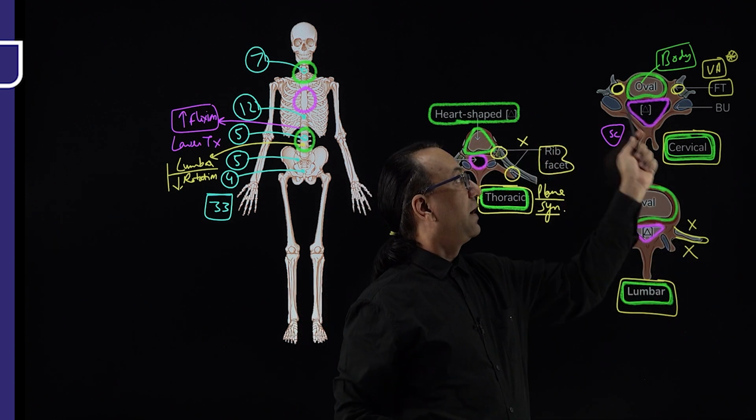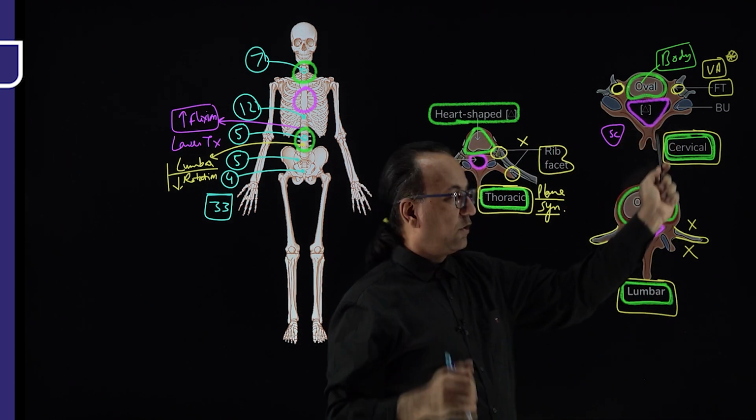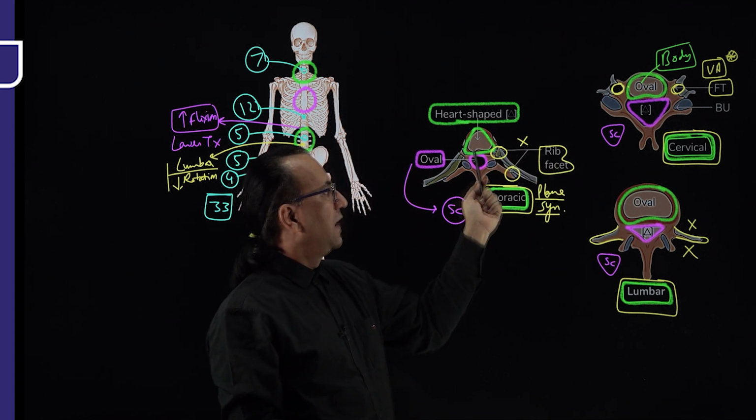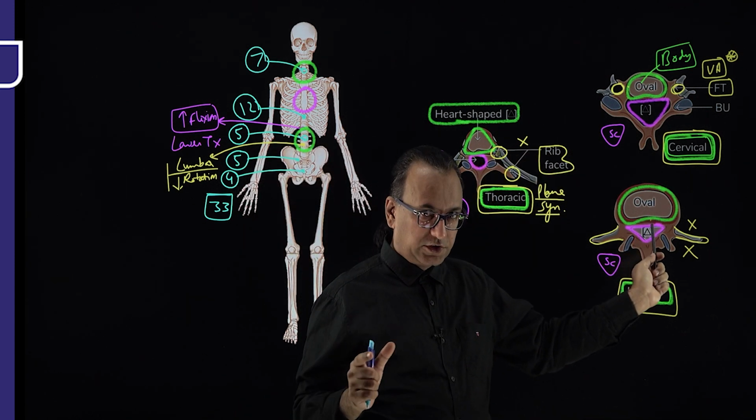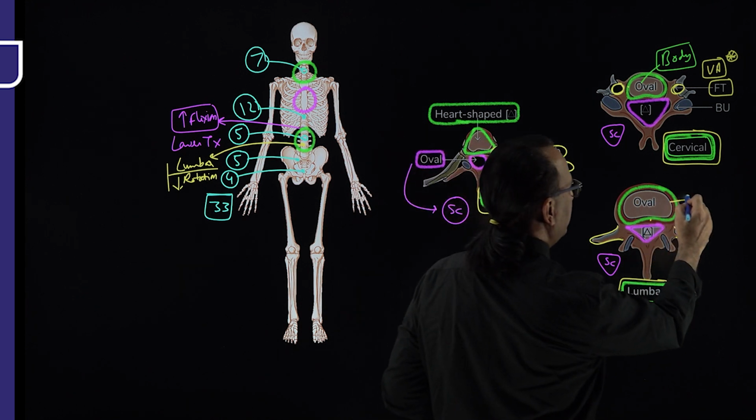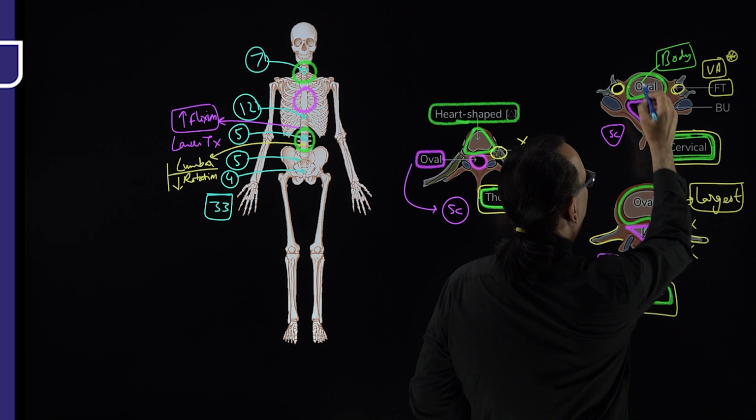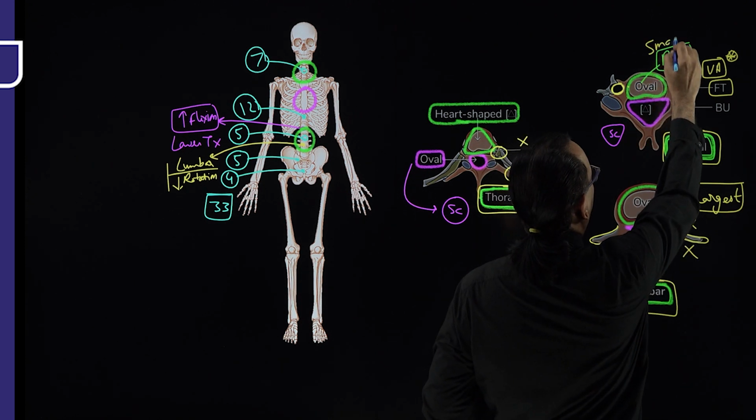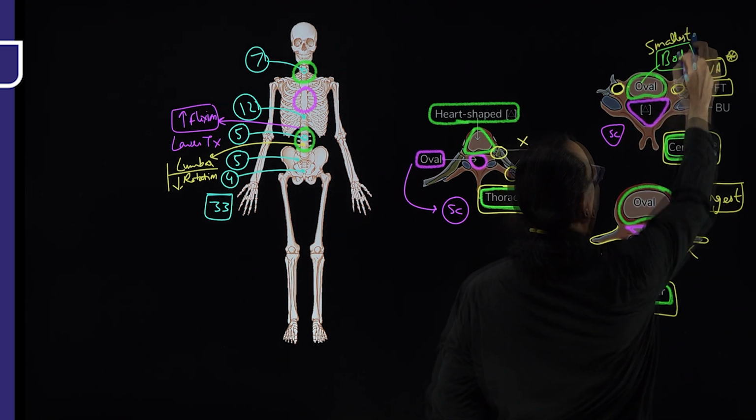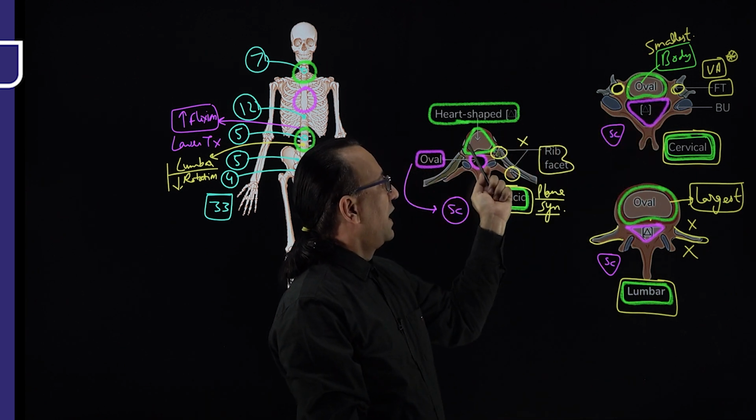The cervical vertebra have a small body. The thoracic vertebra has a large body. And the lumbar vertebra has the largest body. So the largest size of the body is present in the lumbar vertebra, whereas the smallest size of the body is present in the cervical vertebra. So small body, big body, and bigger body.